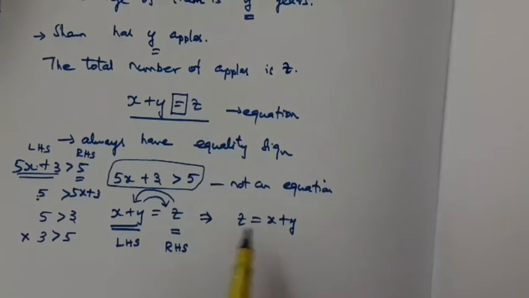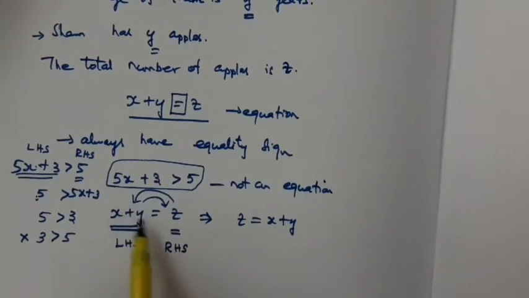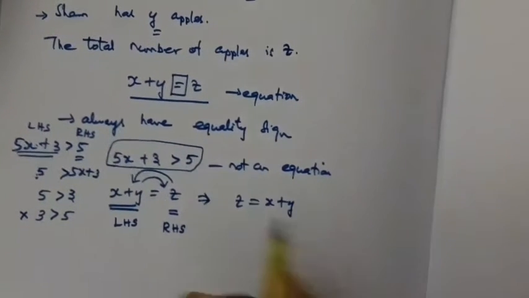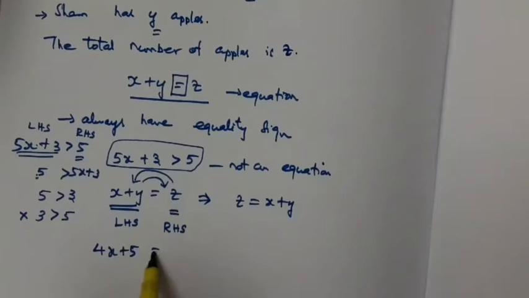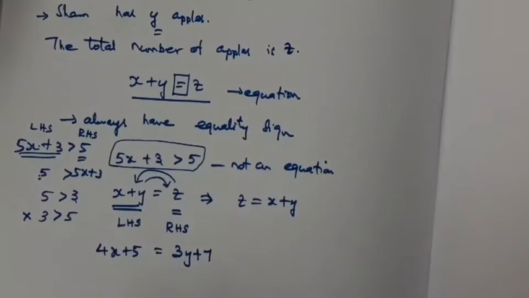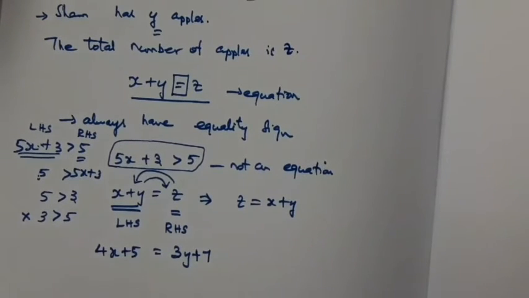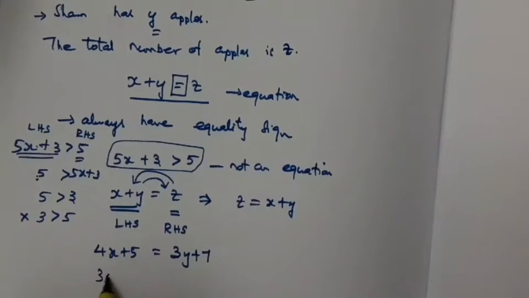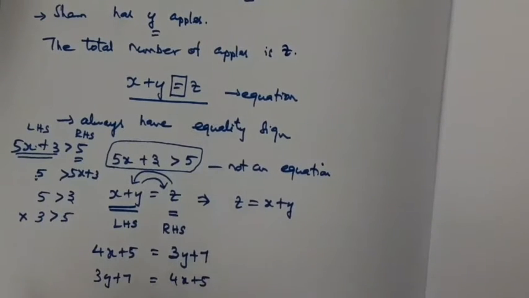And the next point is, if you interchange the left hand side and right hand side, which means as a whole you have to interchange. For example, if I am having an equation 4x plus 5 equal to 3y plus 7. This is the equation. Now I am going to interchange as a whole: 3y plus 7 equal to 4x plus 5. Okay, as a whole I am moving from left hand side to right hand side and right hand side to left hand side. Then both are the same. They are both equal. Okay, this is called an equation.